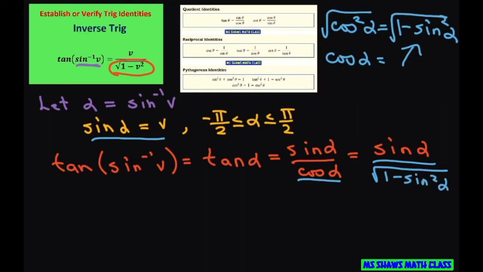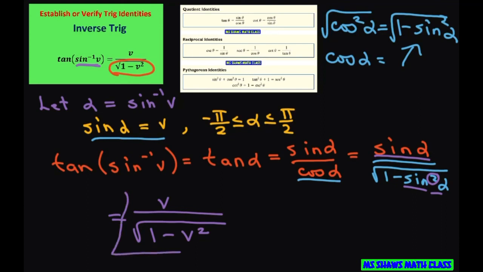All right, so now we're going to simplify. We know that sine of alpha is v. Then we have the square root of 1 minus, and we have sine of alpha again. So that's v, but this time it's squared. So there you go. We showed that they do equal.